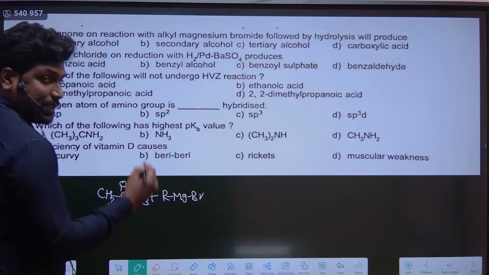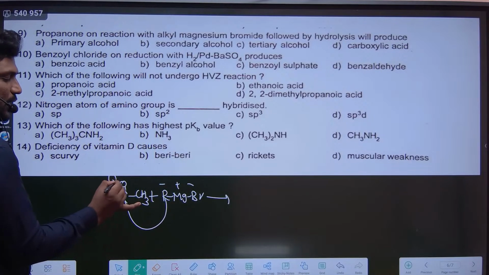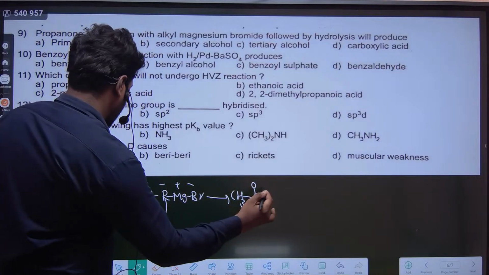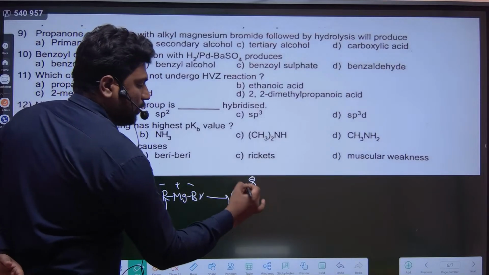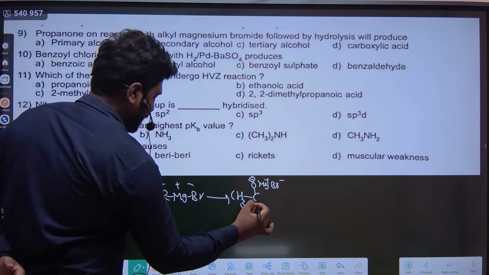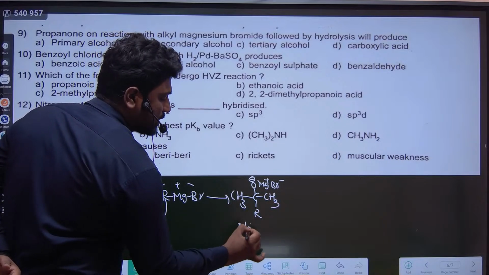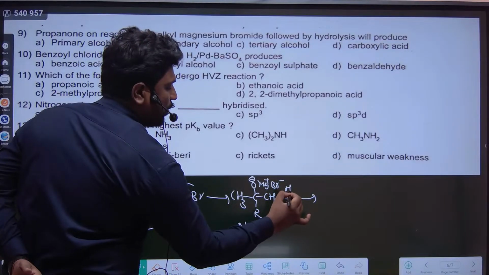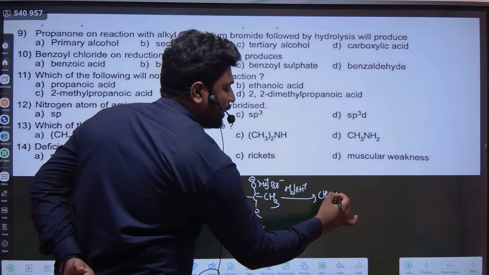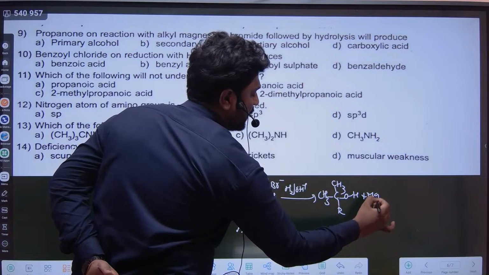RMgBr, the Grignard reagent. So we will get what? It undergoes a nucleophilic addition reaction where the double bond changes to a single bond, and the oxygen atom of the propanone gets a negative charge, and it is going to be added with Mg plus and Br minus. So we will get a nucleophilic addition reaction product. Therefore, it is also called an adduct. When we add a water molecule, it undergoes hydrolysis and is converted into what? Tertiary alcohol. See, you can check here.